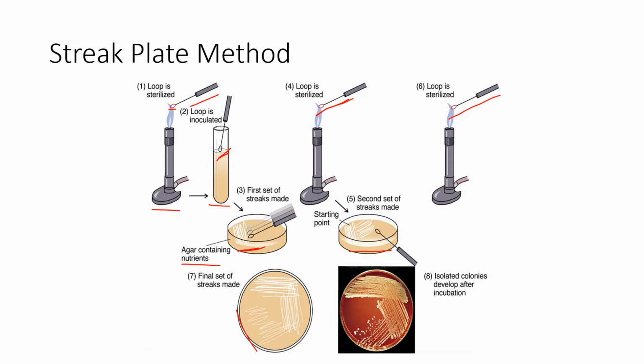And this is what the streak plate should look like after it has incubated 48 hours. So your first streak is here, second streak is here, third streak is here. And as you can see, the streaks become less and less crowded with bacteria until the third streak, when you should get individual colonies.